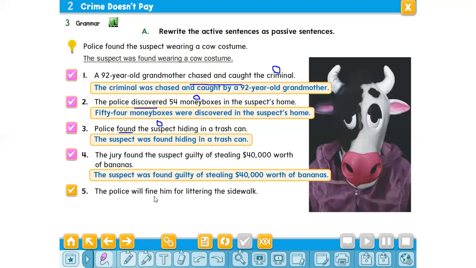The police will fine him for littering the sidewalk. Where is the verb here? Excellent. Will fine. Here it's in the future tense. Excellent. Where is the object? Him. Him. We start with the object, but we change it into he. Excellent. He will be fined. Will plus verb to be in infinitive form plus the past participle of the main verb, fine, fined.